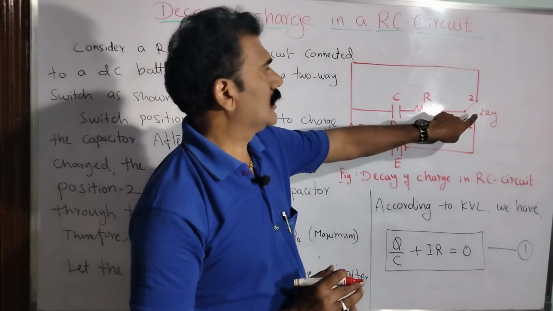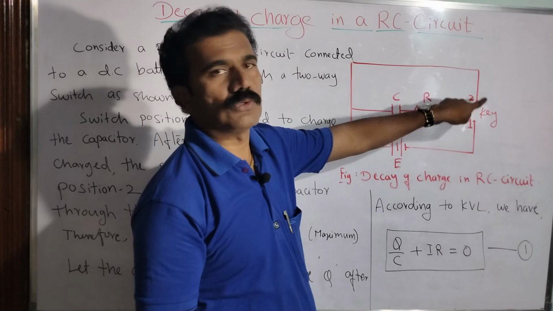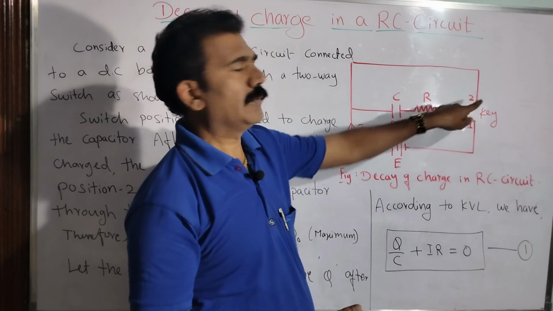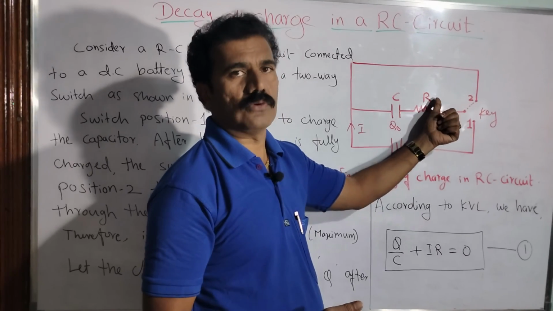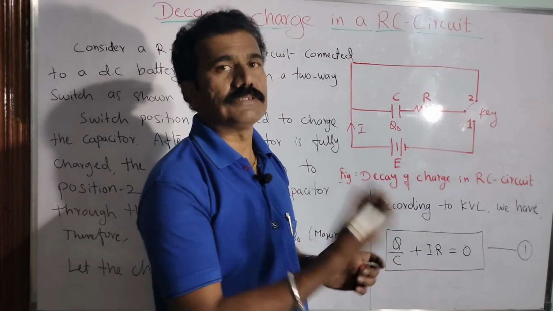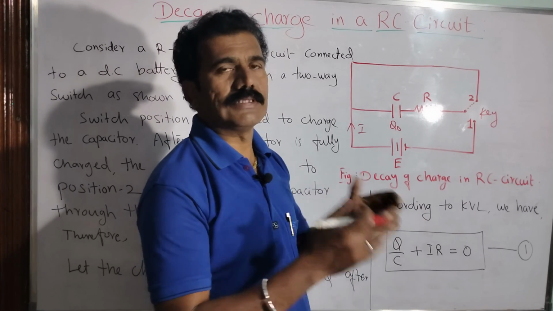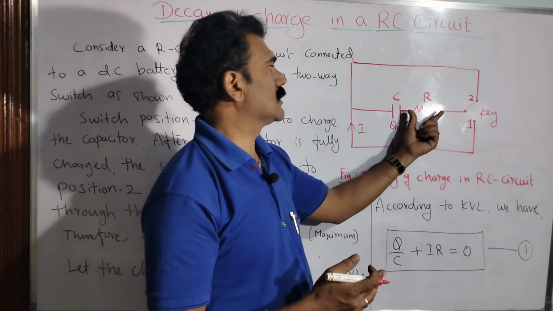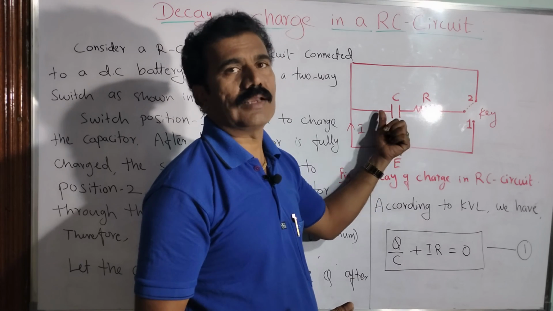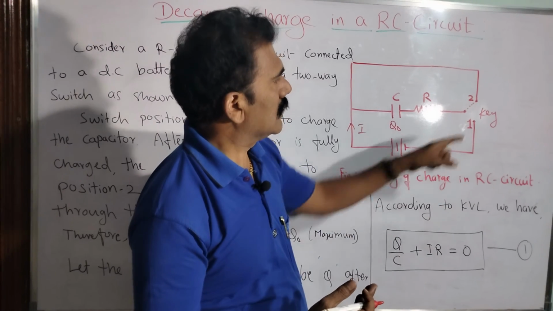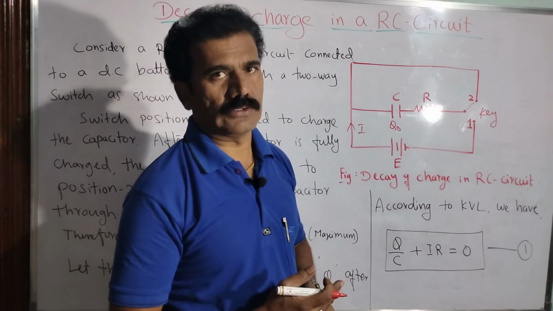Then you have to remove the connection from 1 and throw the switch to position 2. Then automatically the secondary part of the circuit is closed, so the capacitor starts discharging. The fully charged capacitor is losing its charges, and across the resistor we can expect a dropping of the voltage. Through the resistor R, the capacitor discharges when the key is kept at position 2. That is the working condition of the circuit.